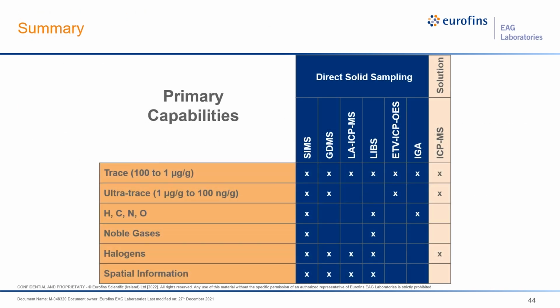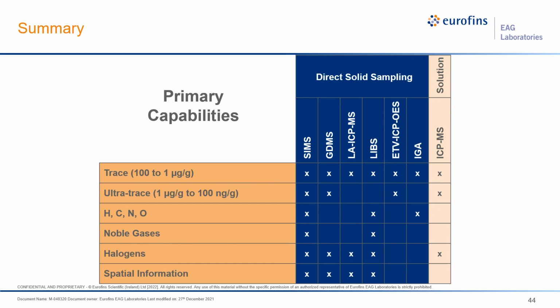Okay, so in summary, this table provides a succinct overview of the main capabilities of our trace and ultratrace analytical tools here at EAG, each with their own unique capabilities that provide a wide range of services, and when used in combination, can provide bulk and spatial information of any naturally occurring element in the periodic table, and which of these you should consider when choosing the best technique for your material and material problems. So for example, SIMS, GDMS, ICP-MS, and ETV ICP-OES are ideal for ultratrace analysis.